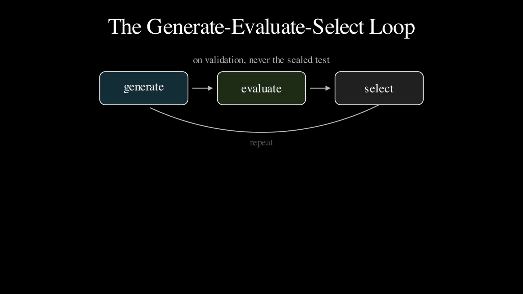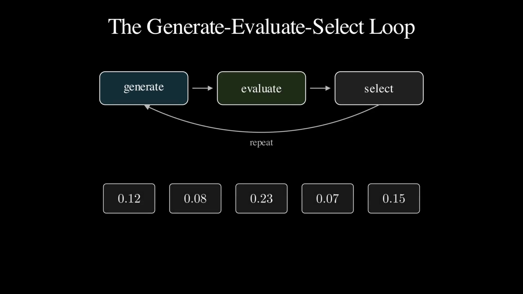Step back, and the whole orchestration reduces to one loop, the generate, evaluate, select loop. Generate a set of candidate artifacts. Evaluate each one, scoring it on the reusable validation split, never the sealed test the final audit depends on. Select the top K by score. Then repeat, with the survivors informing the next round.